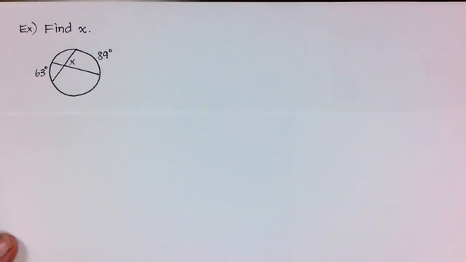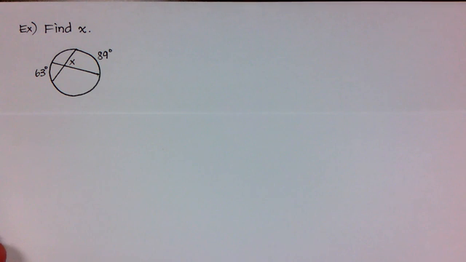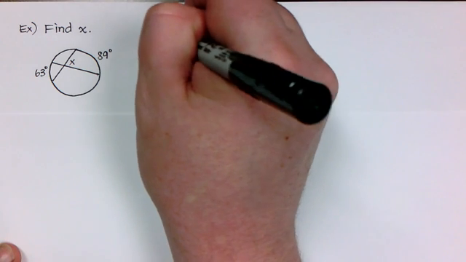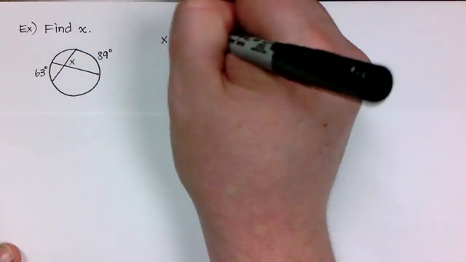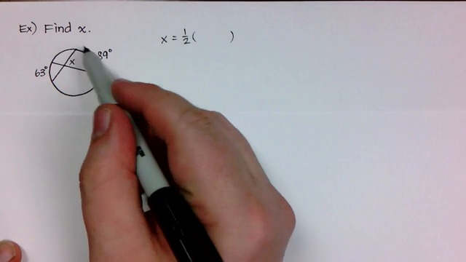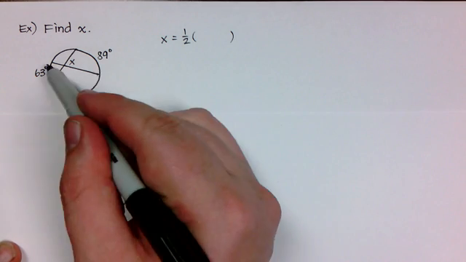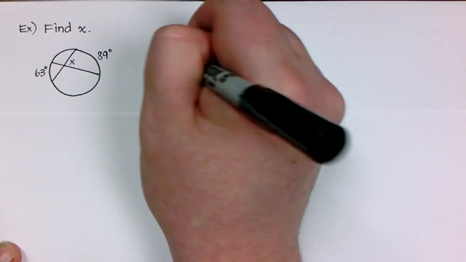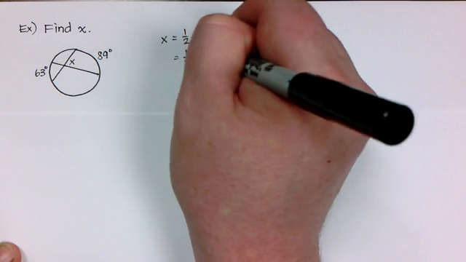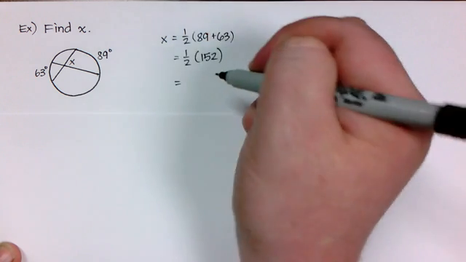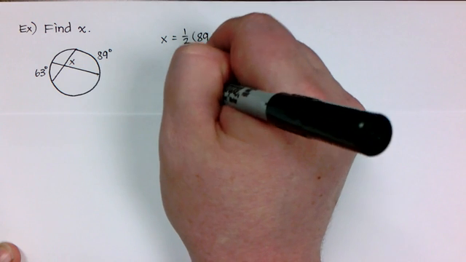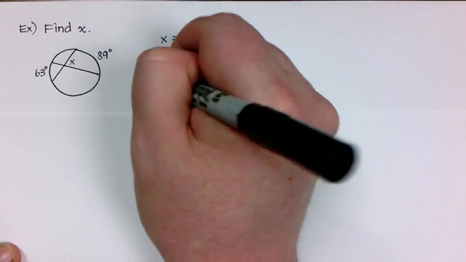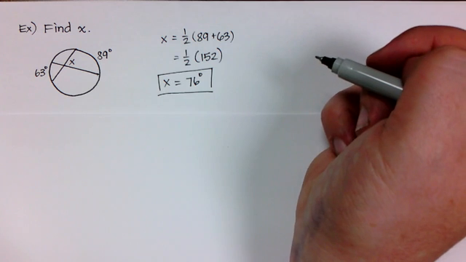Move this down. So here's our first one. I just want you to find x. So if we remember, we can find x by taking 1/2 the sum of the two arcs. So 89 and 63, let's add those together. So when I add those, I get 152. And then I take half of that, and I'm going to get 76. So here we find that x equals 76 degrees.